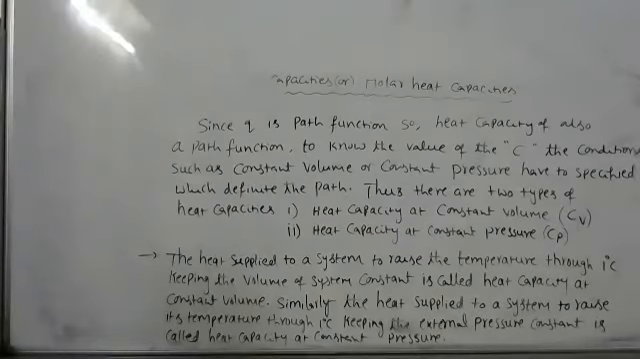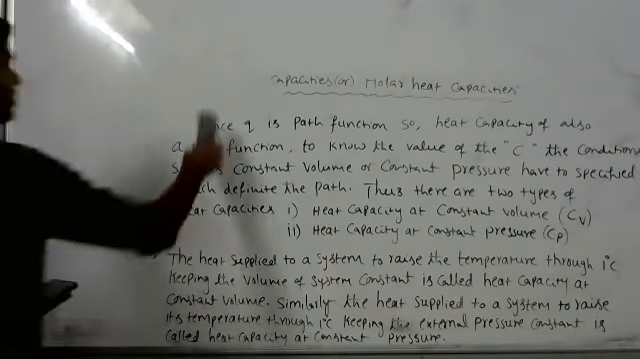Keeping the external pressure constant is called heat capacity at constant pressure. Now, write the derivation.